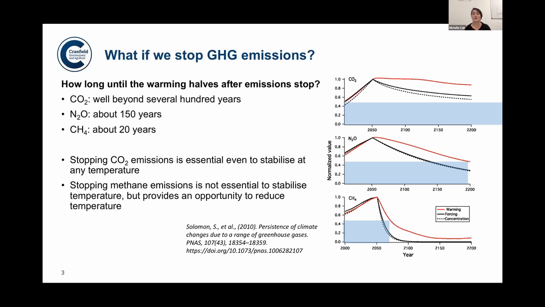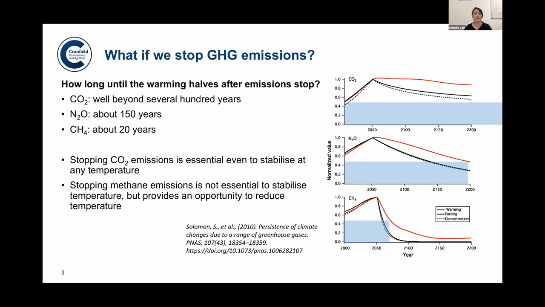Nitrous oxide, which is another greenhouse gas that's emitted through agriculture, after about 150 years, the temperature implications of those emissions have roughly halved. So the lifetime of nitrous oxide in the atmosphere is over 100 years. So you can see that after just over 100 years, the temperature implications have halved, and in fact, after about 100 years, approximately, the amount of nitrous oxide in the atmosphere is halved.